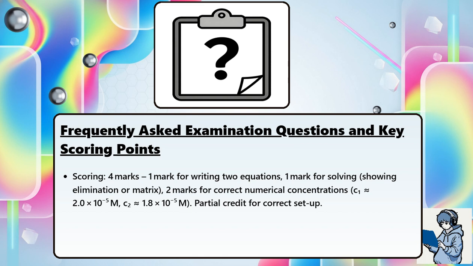Scoring 4 marks, 1 mark for writing 2 equations, 1 mark for solving showing elimination or matrix, 2 marks for correct numerical concentration, C1 approximately 2.0 times 10 to the minus 5 molar, C2 approximately 1.8 times 10 to the minus 5 molar. Partial credit for correct setup.